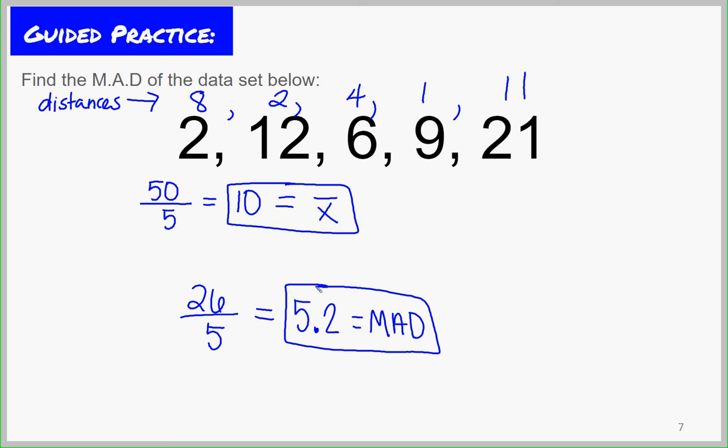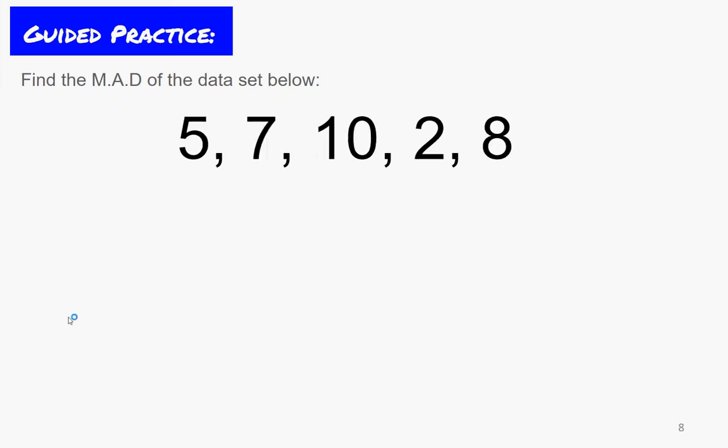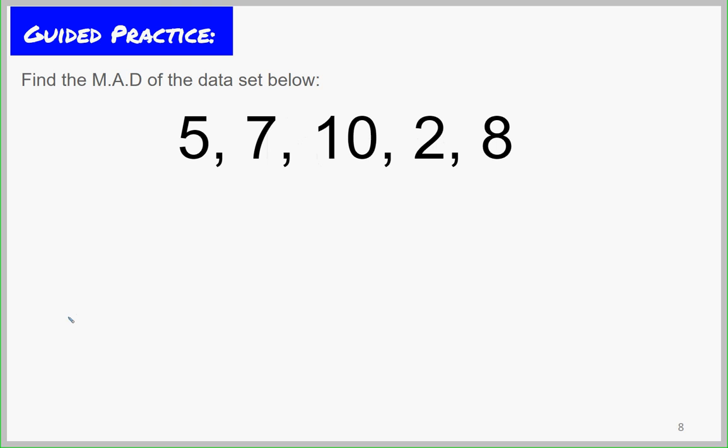Yep, we're going to look at the next one. Okay, so here's a new data set, still working with 5 numbers. Let's go ahead and first calculate your mean. So 5 plus 7 plus 10 plus 2 plus 8, that's 32, divided by 5 equals 6.4.